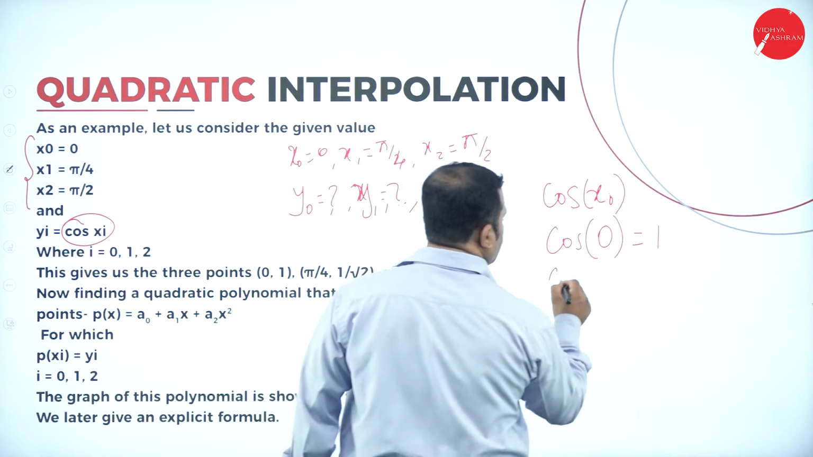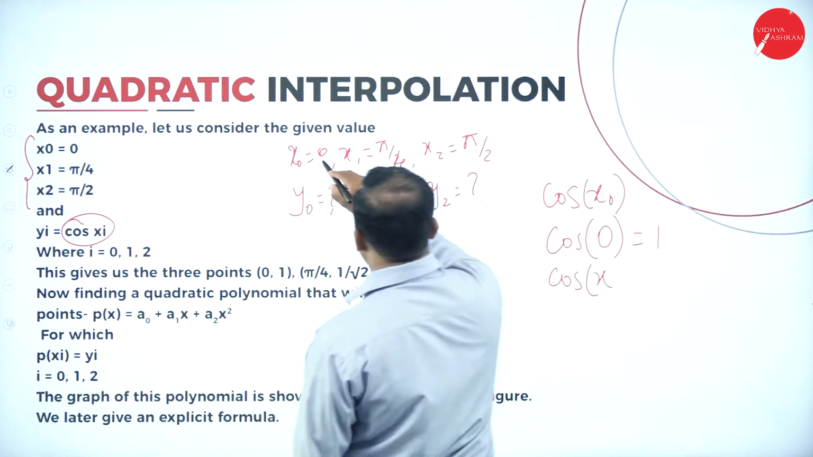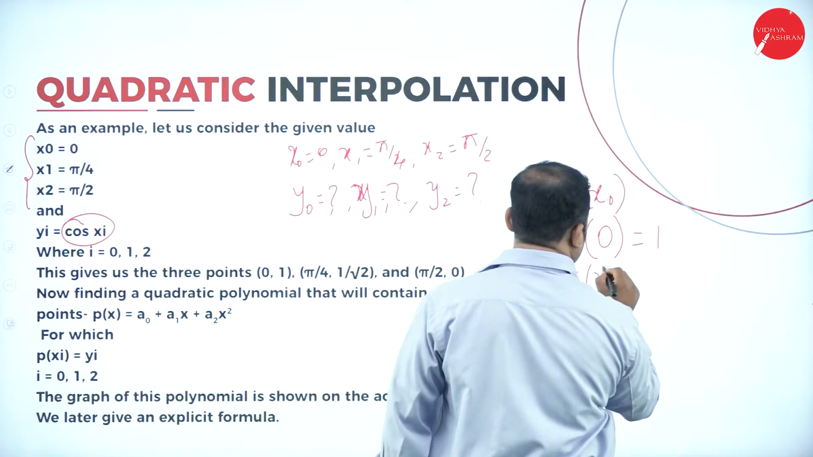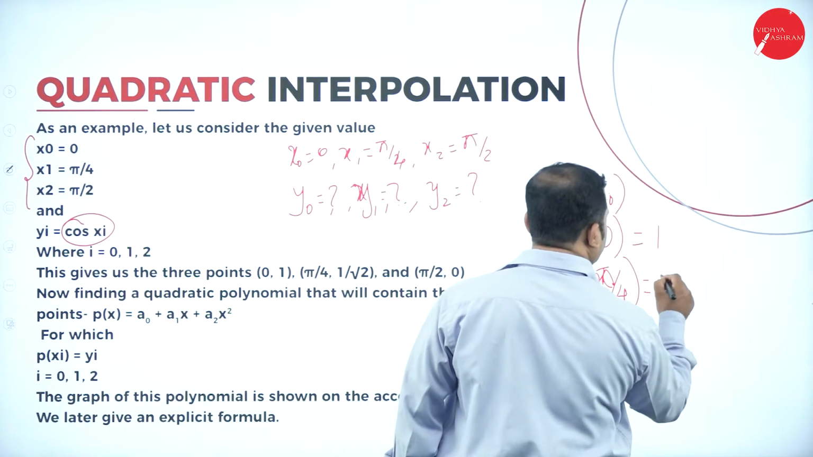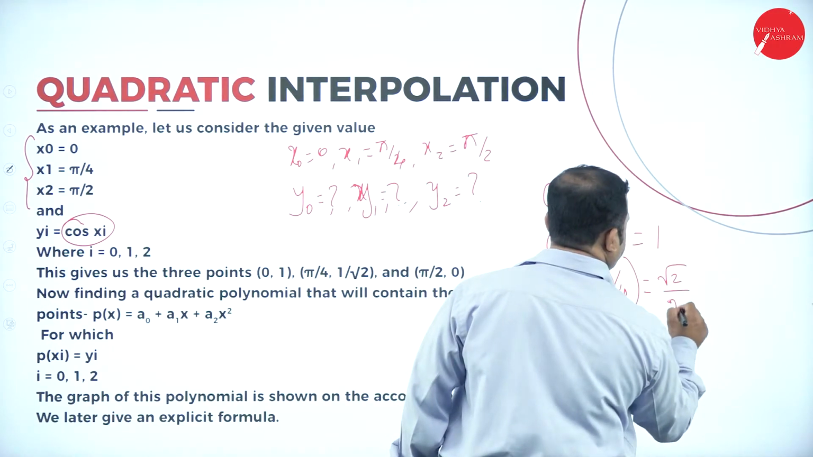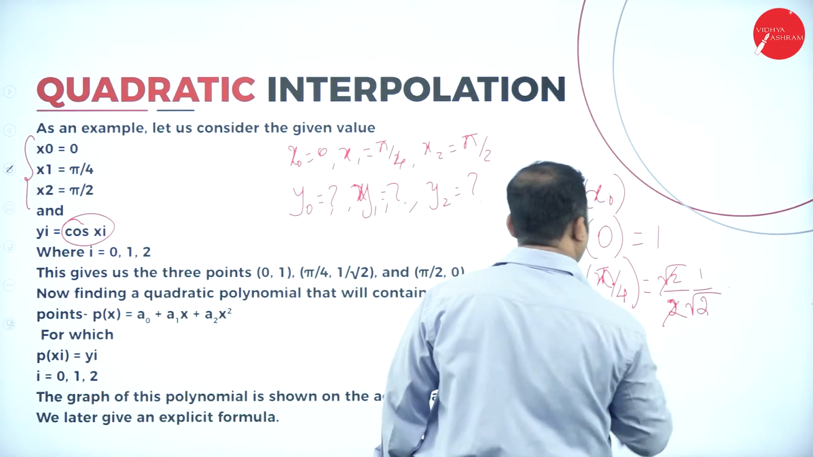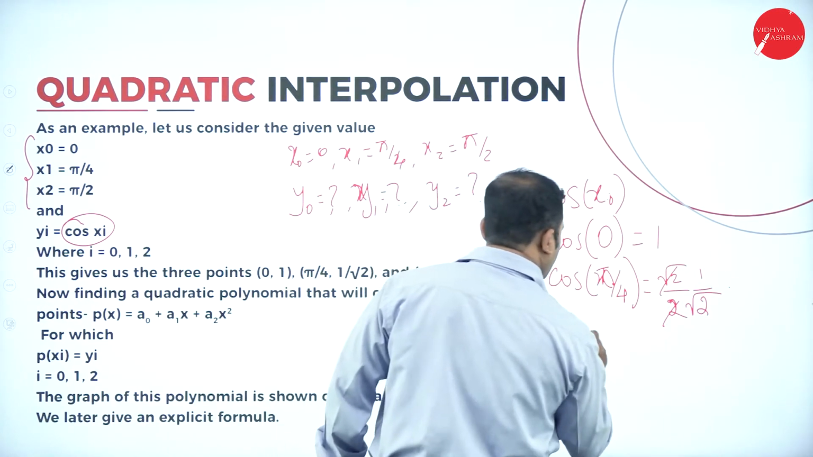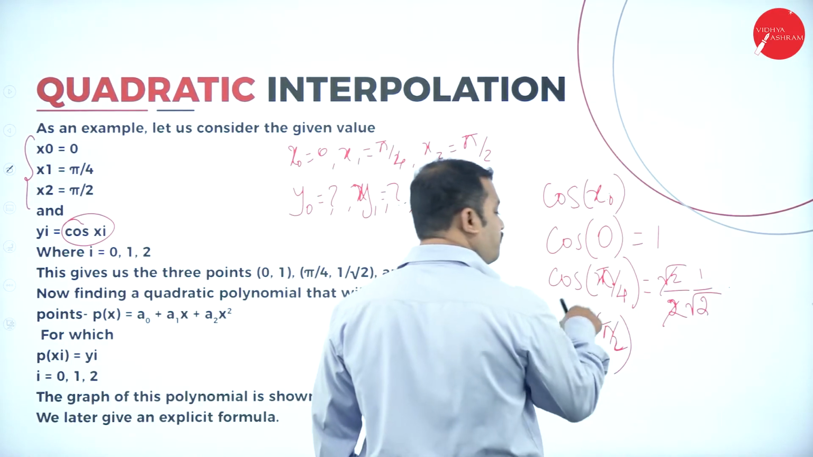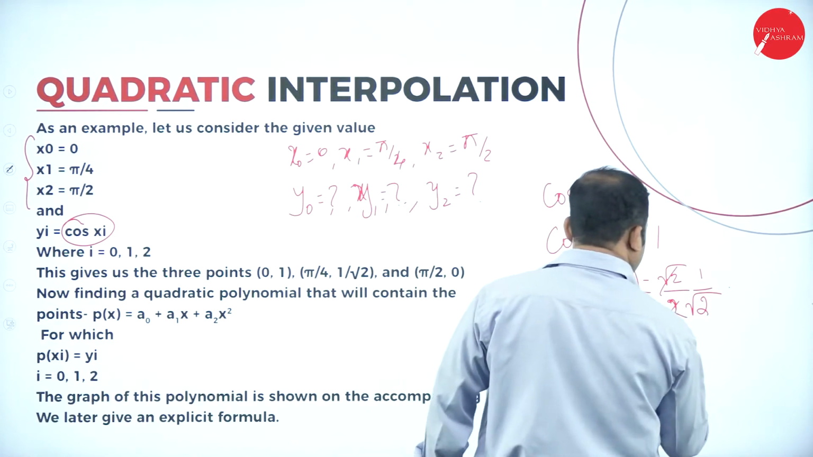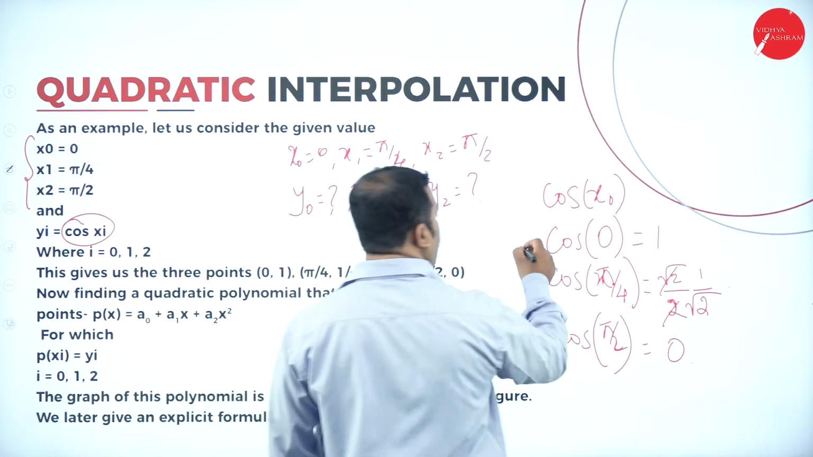Then similarly, cos of x1, in place of i I have 1 here. What is the value of x1? It is pi by 4. Cos of pi by 4 is equal to what? Root 2 by 2. If I further simplify this, I'll get 1 by root 2, the value of this. Similarly, cos of pi by 2. What is the value of pi by 2? Cos of pi by 2 is equal to 0.